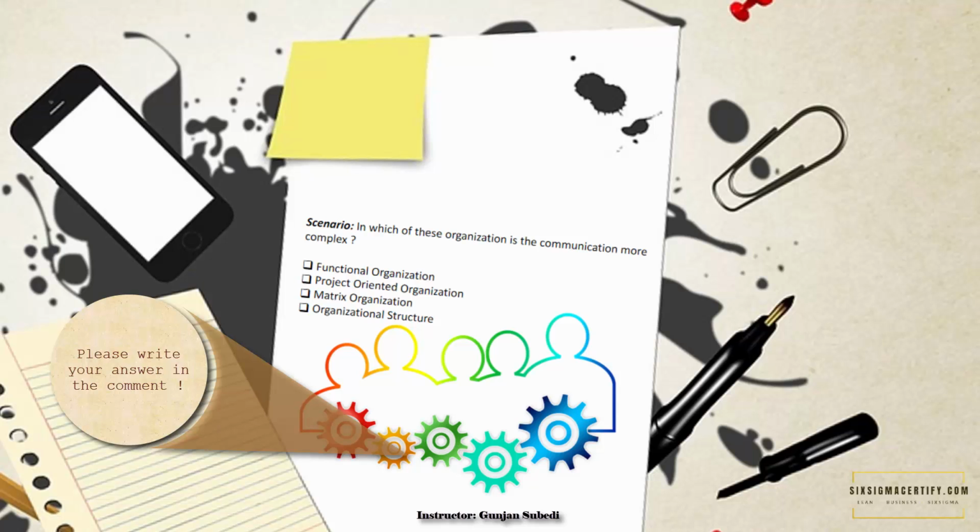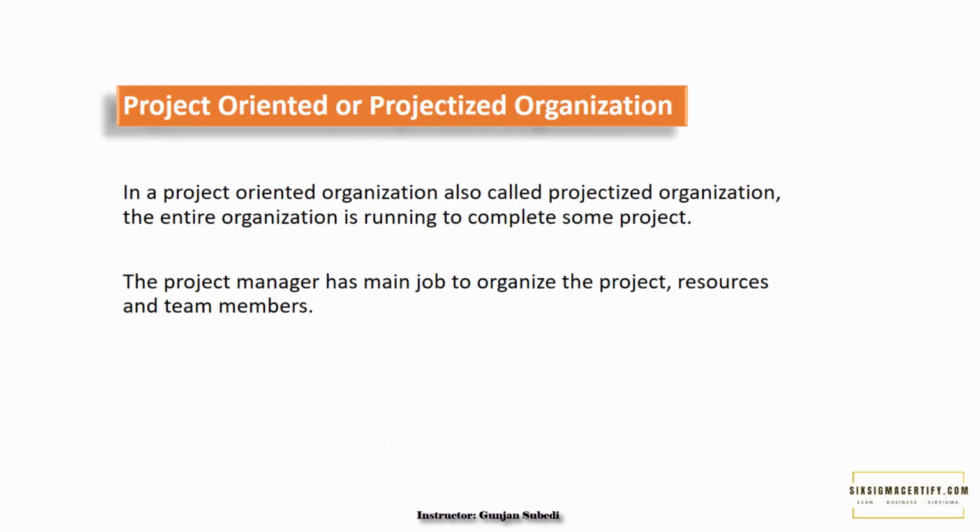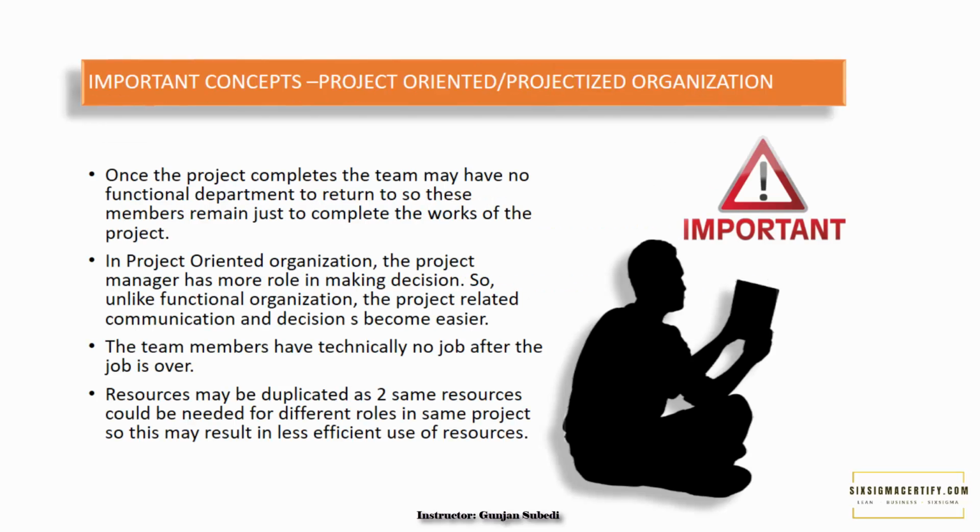Let's move to the next organizational structure, project-oriented or projectized organization. In the projectized organization, project activities are not additional activities to the regular job like in the functional organization. Some of the main points of this type of organizational structure: the project manager has the main job to organize the project and allocate the resources and team members. Once the project completes, the team may have no functional department to return to, so these members remain just to complete the works of the project.